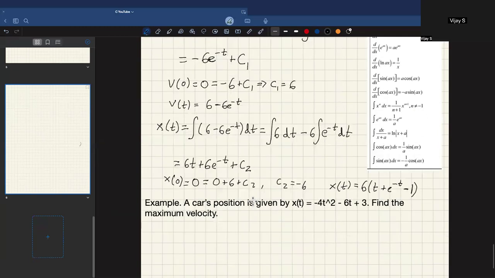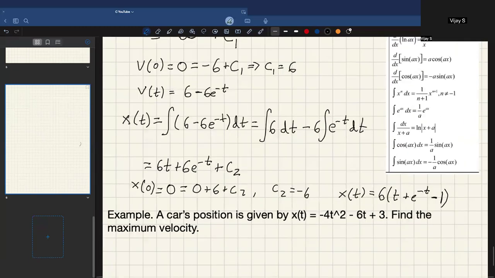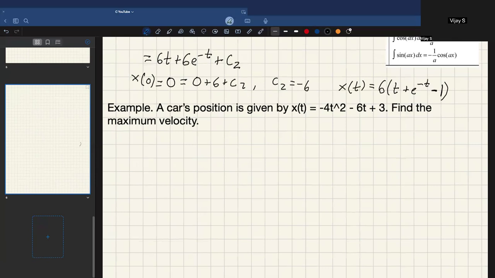So a car's position is given by that function there, negative 4t squared minus 6t plus 3. We want to find the maximum velocity of the car. So how are we going to do that? Well, maximum velocity, we can think about that in terms of calculus. Let's start off by focusing on what it would mean for things like maximum position, for example.